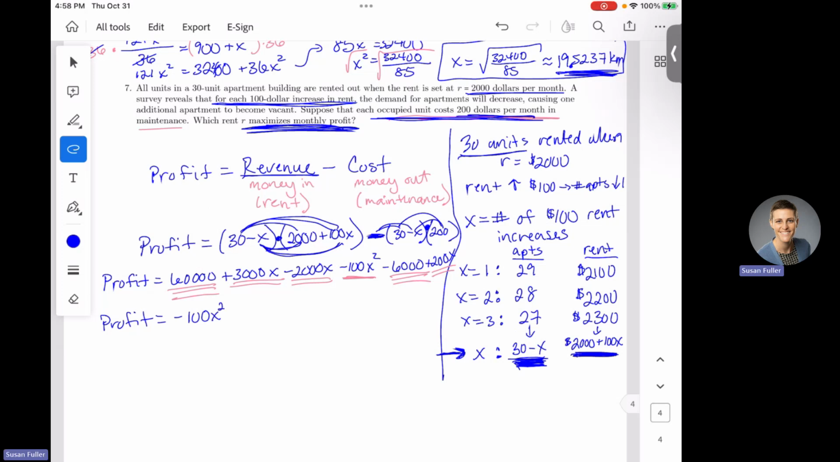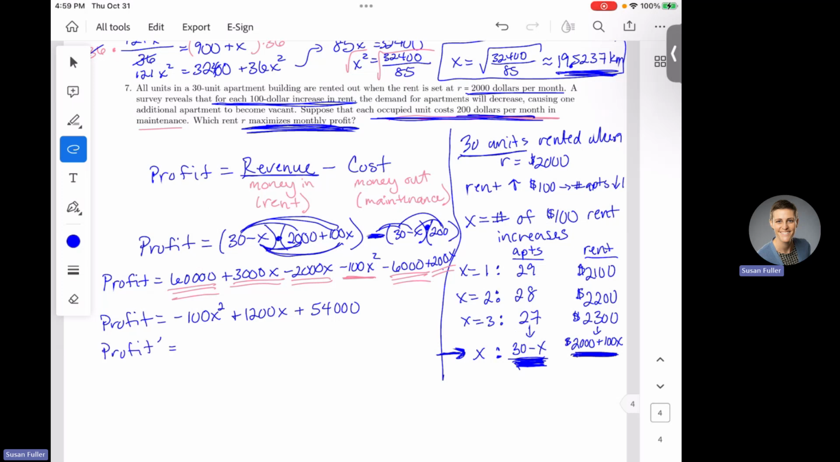That's negative 100x squared. I'm going to combine all my x's. 3,000 x's minus 2,000 x's is 1,000 x's, plus another 200 x's is going to be 1,200 x's. And then I've got 60,000 minus 6,000, which is going to be a positive 54,000. Okay, this looks better. This is my profit function. This is what I want to find the critical points of. This is much nicer to take the derivative of.